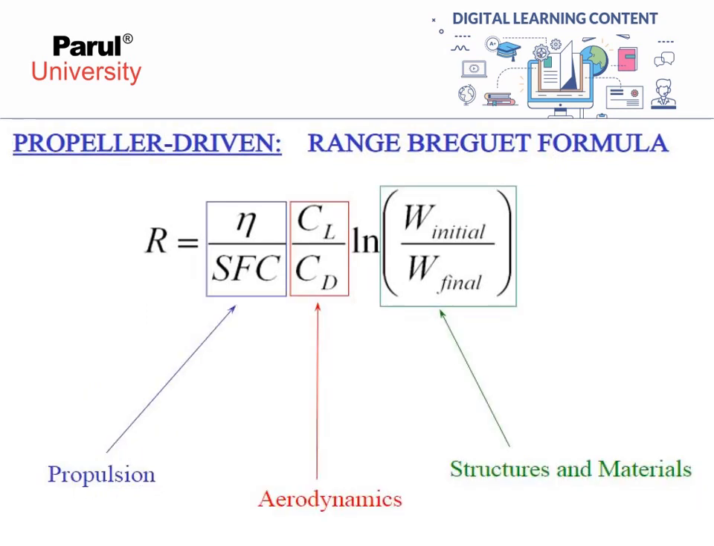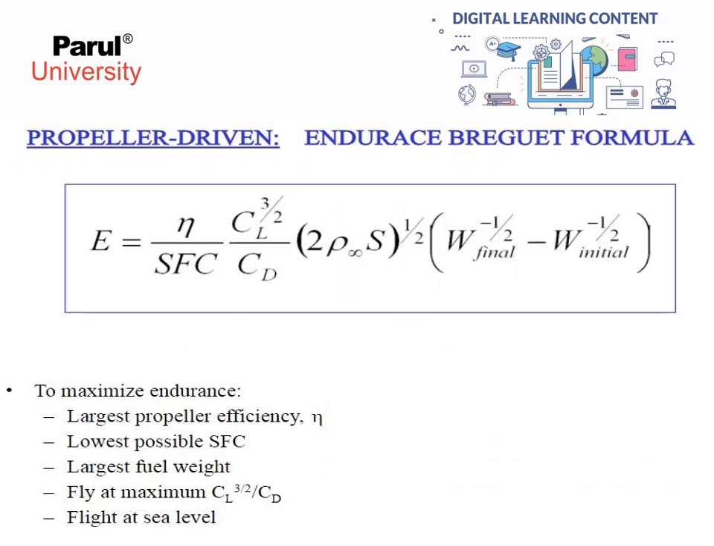Now for propeller driven aeroplanes, the range Breguet formula: efficiency upon SFC depends on propulsion, CL by CD depends on aerodynamics, and ln W initial by W final depends on structure and materials. Now the propeller driven endurance Breguet formula is: endurance is equal to the efficiency of the propeller divided by SFC into CL to the power 3 by 2 upon CD in bracket, 2 rho infinity into S to the power 1 upon 2 in bracket, W final to the power minus 1 upon 2 minus W initial to the power minus 1 upon 2.